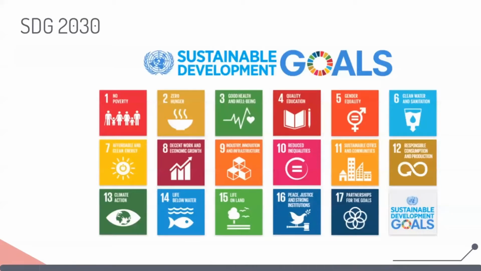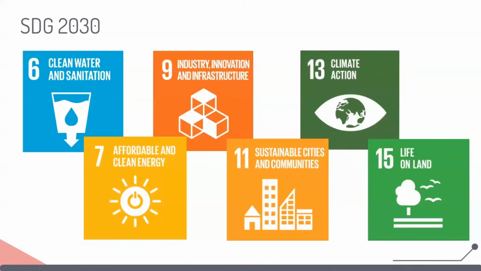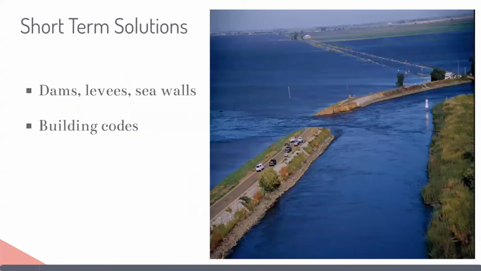On to the Sustainable Development Goals of 2030. SDGs are part of the Paris Climate Agreement and are enforced by the United Nations. They're also implemented into the Sendai Framework. Six different Sustainable Development Goals focus primarily on disaster reduction and disaster mitigation and are the following: the Clean Water and Sanitation Goal, the Industry, Innovation and Infrastructure Goal, the Climate Action Goal, the Affordable and Clean Energy Goal, the Sustainable Cities and Communities Goal, and the Life on Land Goal. These goals go into the pros and cons of short-term and long-term solutions. So let's talk about some of them.